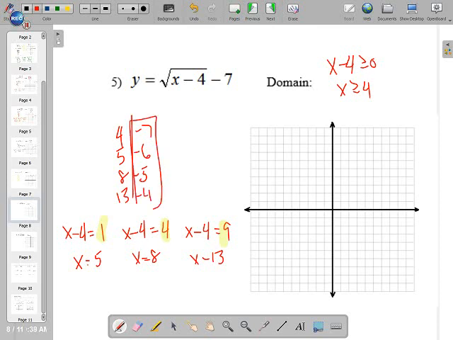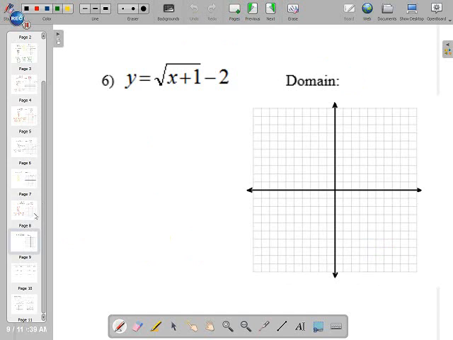You should notice a pattern here, unless there's a 2 or some coefficient. 4, negative 7. 5, negative 6. 8, negative 5. 13's off the page a little bit. I'm not going to be able to fit that, so it's going to look like this. Again, this one has gone right 4, down 7, so you should look for that. Right 4, down 7. Cool. I did it right.